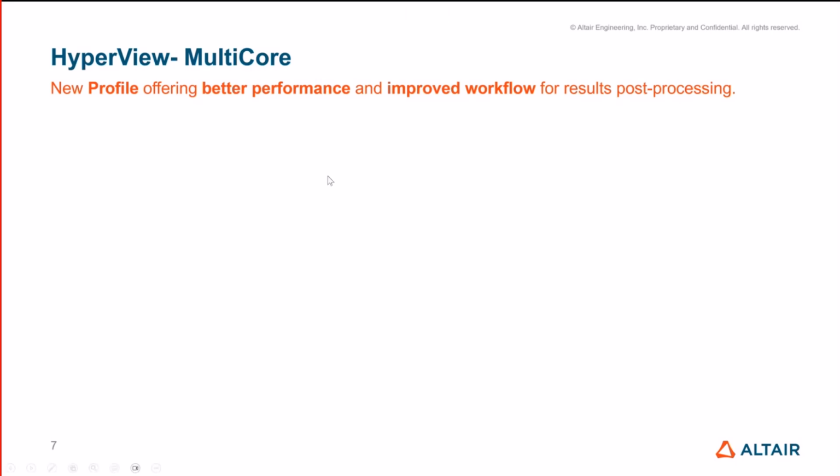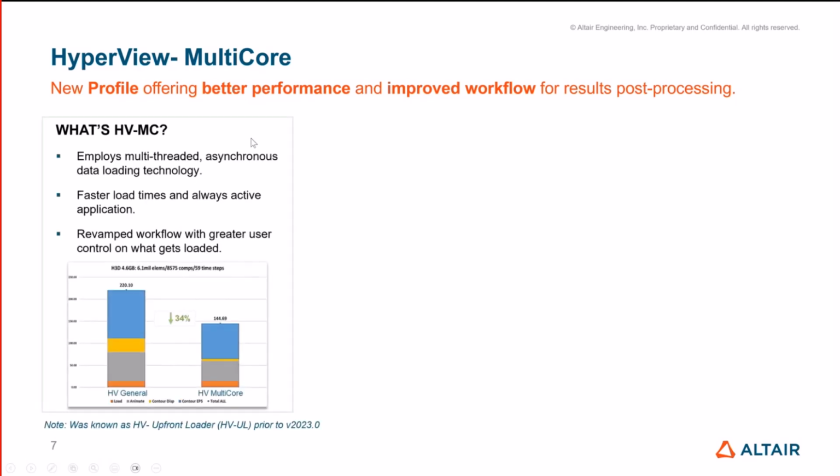So what is HyperView multi-core? It's basically a new profile of HyperView that offers better performance and improved workflow for results post-processing. Some of you may have already tried it. It's been there in this form since the 2021.1 release, and it's a profile that comes up. There's an option in the launcher screen to choose this profile, and you can bring up HyperView multi-core.